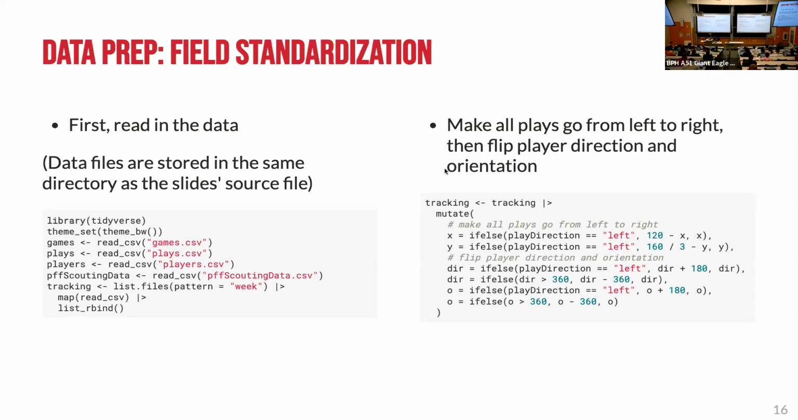Okay, so after we bind them together, we have a full tracking data set. And we just need to flip the direction and orientation, and also make all plays go left to right, as I mentioned earlier. And this is just very simple geometry. We're just reflecting everything across the horizontal and vertical axes for the X and Y locations, and with the direction and orientation, it's just a simple calculation, so feel free to check it yourself if you don't believe me. So that's how you would standardize the field for all of the plays in the data.